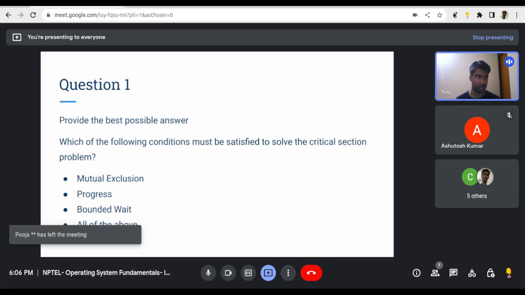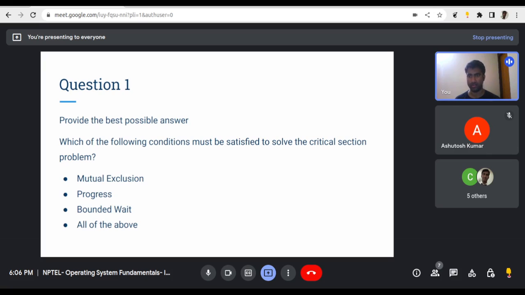Okay, I hope my screen is visible and my voice is also audible. If you are facing any problem, feel free to use the chat box.